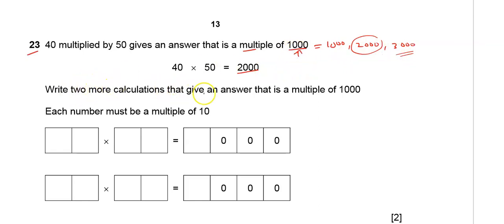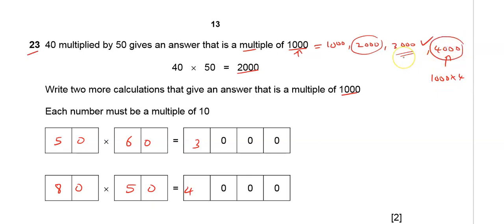Write 2 more calculations that give an answer that is a multiple of 1,000. I'll go for 50 multiplied by 60, which will give us 3,000, a multiple of 1,000. 80 multiplied by 50 will give us 4,000, which is the next multiple of 1,000. Of course, 1,000 times 4 gives us 4,000.